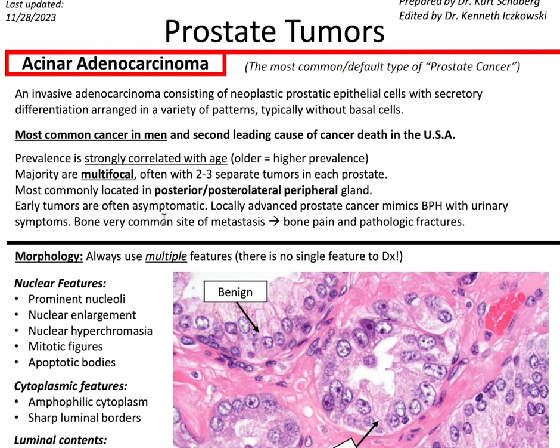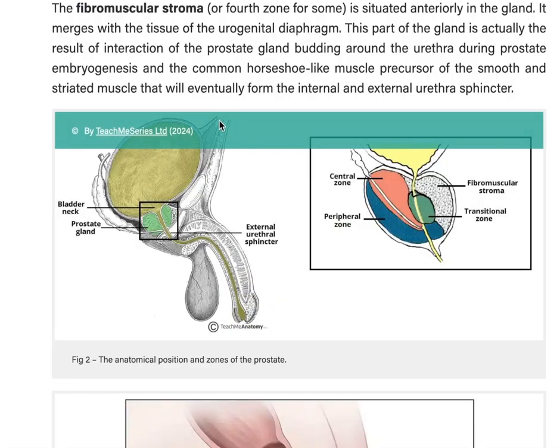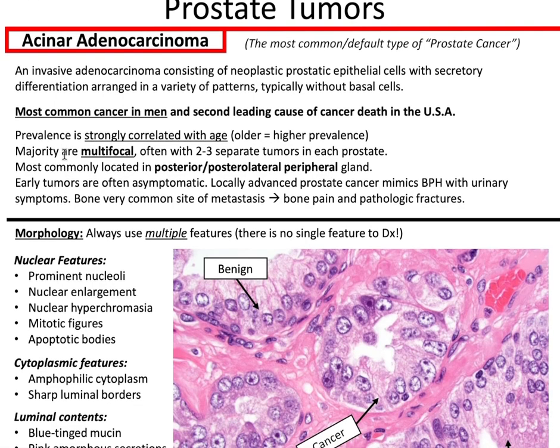Location-wise, generally prostate cancer is in the posterior or posterolateral peripheral gland. Just for your reference, thank you to Teach Me Anatomy: this is the peripheral zone, this is the posterior portion, and this is the anterior. So prostate cancer is generally here. Early tumors are often asymptomatic, but locally advanced prostate cancer can mimic BPH with urinary symptoms. And bone is a very common site of mets for prostate cancer.